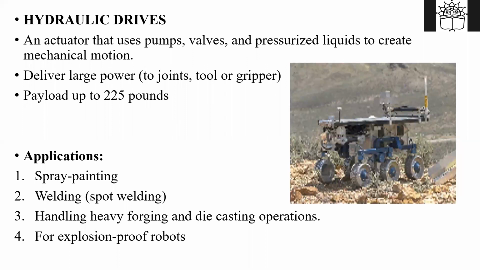For example, spray painting robots. In automobile industries, we use automatic spray painting for painting of the vehicles, right? So there we use spray painting. Then welding robots for spot welding, right? If you go to Piaggio vehicles, we have a spray painting robot and a welding robot. If you go to Bharat Forge, we have a robot for handling heavy forging and die casting operations. And most important, for explosion proof robots, we use hydraulic drives.